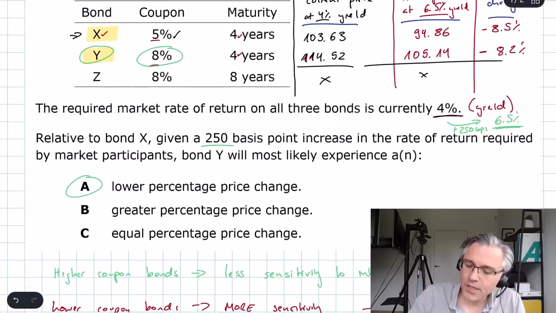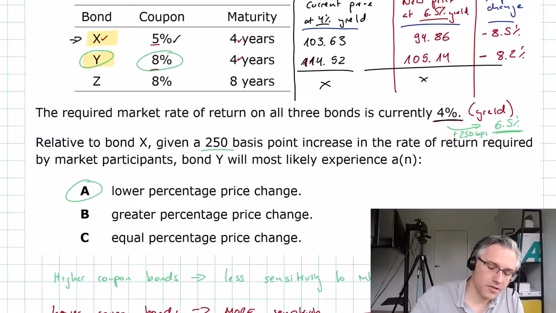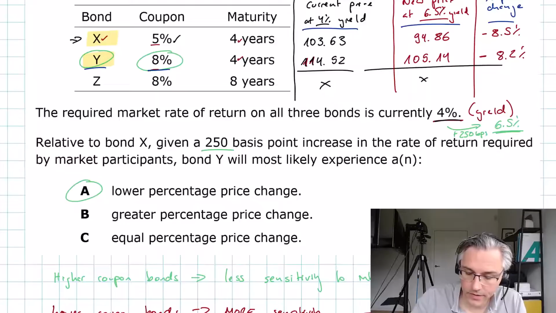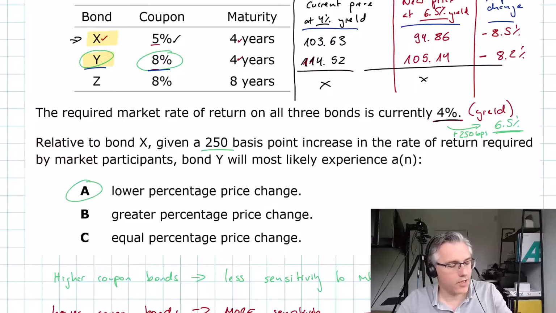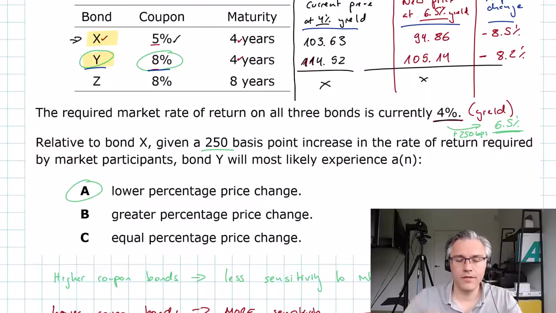So you should be able to answer such a question if you get it in the exam without doing any computations. Just spot that bond Y has a higher coupon, and because of that, it's going to be less sensitive or experience a lower price change. Now, the mathematics behind this is that bond pricing is done using cash flow discounting. It's a discounted cash flow model, right? So that's what your TVM menu does on the calculator.